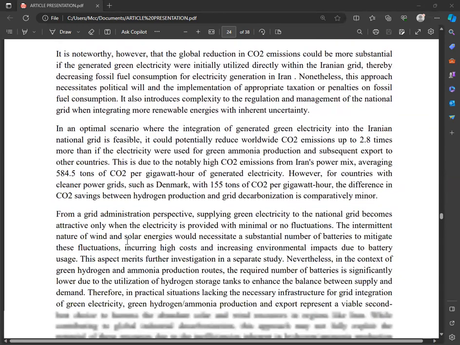In an optimal scenario where the integration of generated green electricity into the grid is achieved, it could potentially reduce worldwide carbon dioxide emission up to 2.8 times more than if the electricity were used for green ammonia production and subsequent export to other cities or areas.